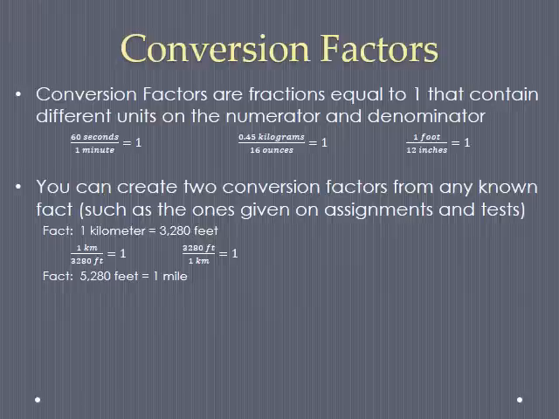You might know the fact that 5,280 feet is equal to 1 mile. Why don't you pause the video for a second and see if you can write the two conversion factors that you can create out of this fact. Hopefully you came up with the two I listed there, in either order. 5,280 feet over 1 mile, that's equal to 1, or 1 mile over 5,280 feet. That's also equal to 1.